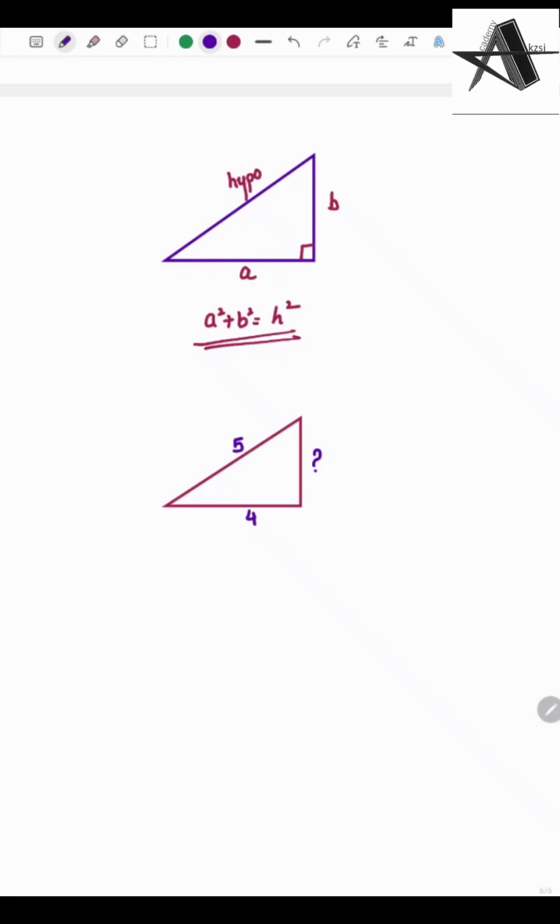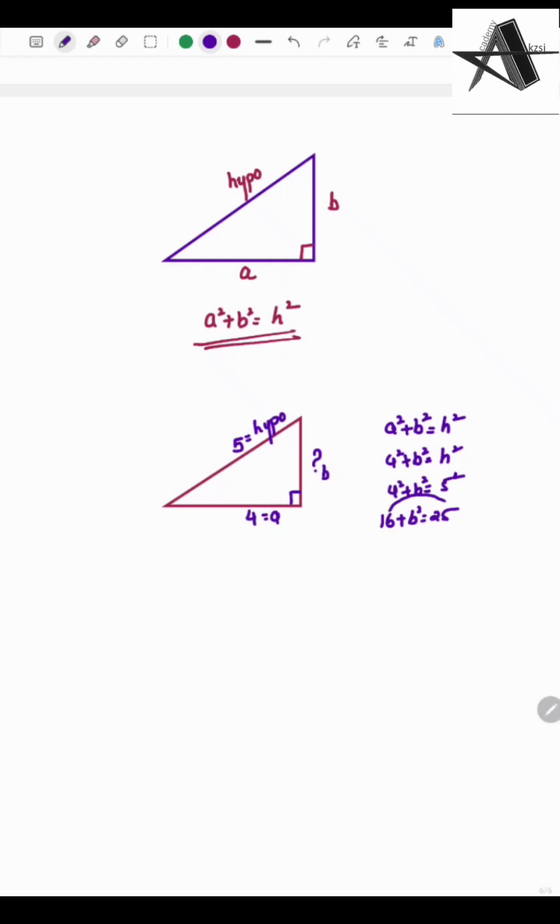So applying the Pythagoras theorem, I know that this is 90 degrees. So 5 centimeter is the hypotenuse. This can be named A, this can be named B. According to the Pythagoras theorem, A squared plus B squared is hypotenuse squared. We have one side which is 4, so 4 squared plus B squared equals hypotenuse squared. Hypotenuse is 5, so 4 squared plus B squared equals 5 squared. That means 16 plus B squared equals 25.